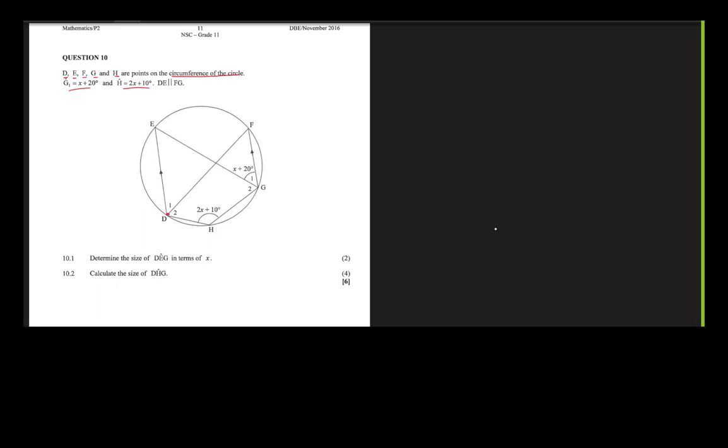DFGH. What do you guys think this quadrilateral DFGH is? What do we call DFGH? Normally, the examiner tells us what DFGH is. In this case, they did not tell us. What do you think DFGH is? Look at this quadrilateral DFGH. What is this shape called in this case with regard to Euclidean geometry?